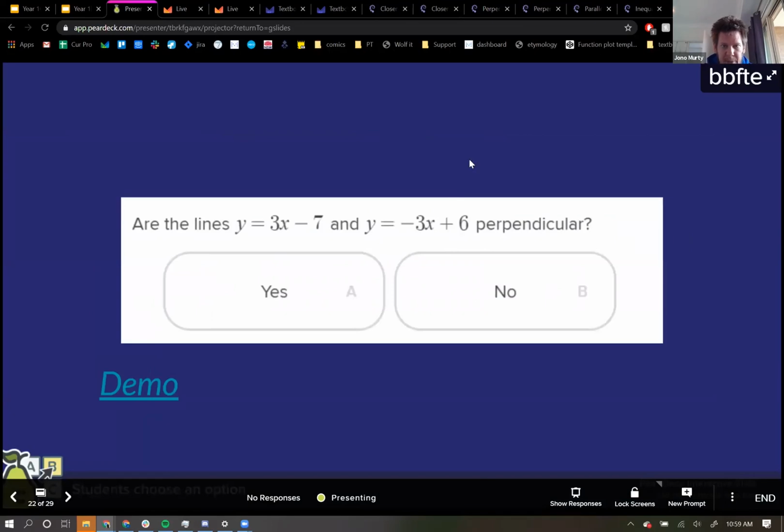Are these lines perpendicular? Y equals 3x minus 7, y equals minus 3x plus 6.